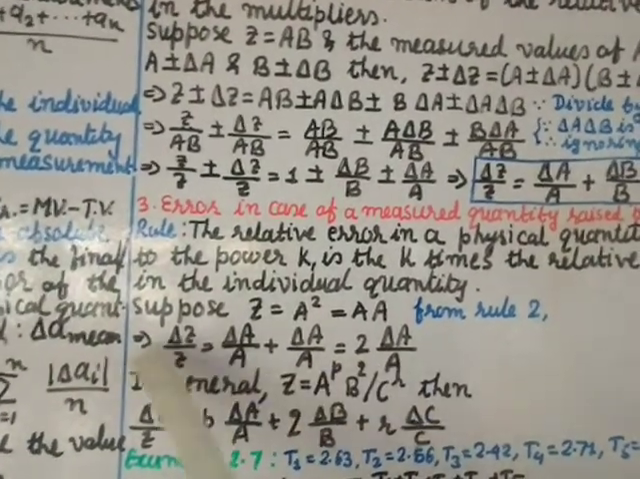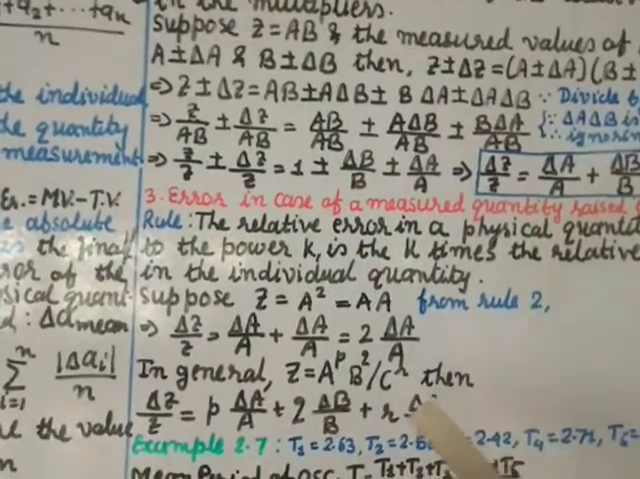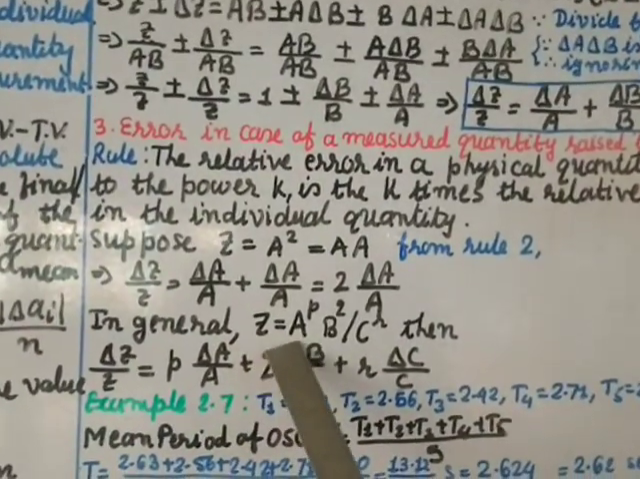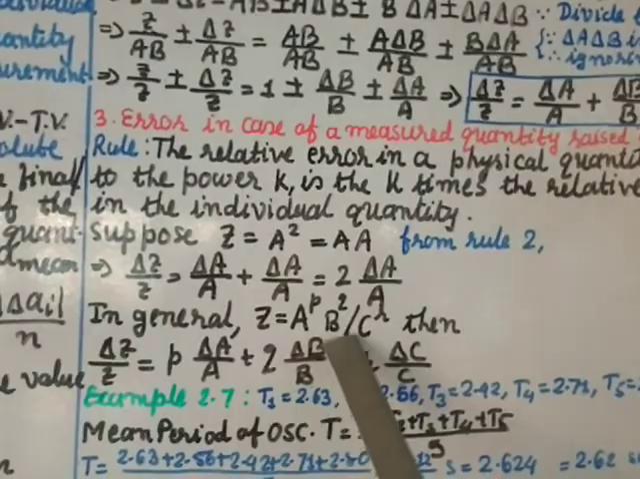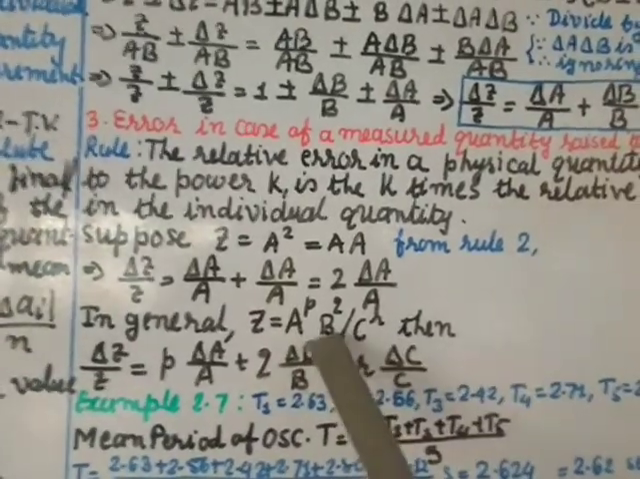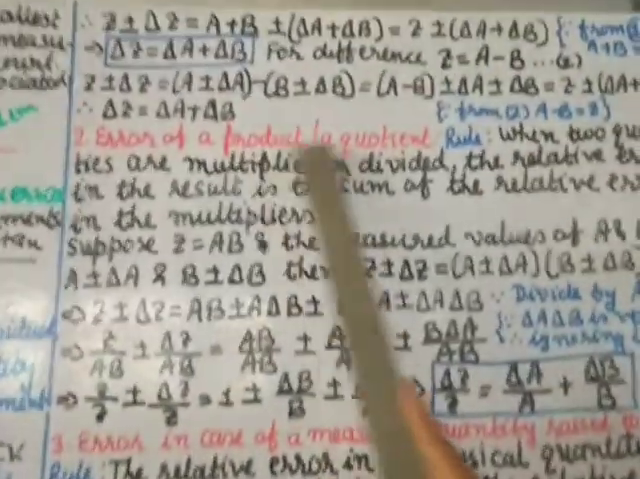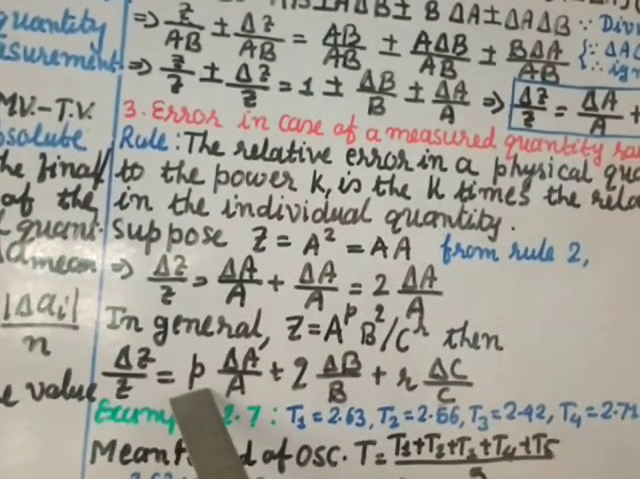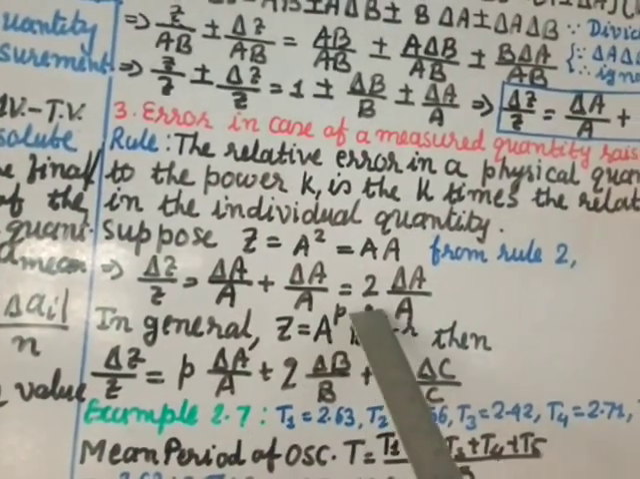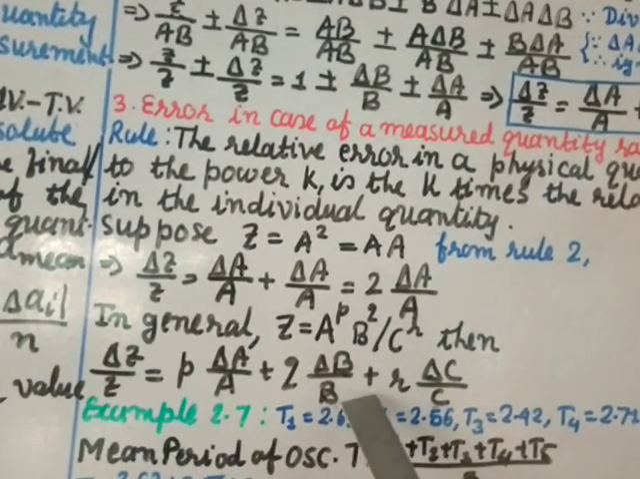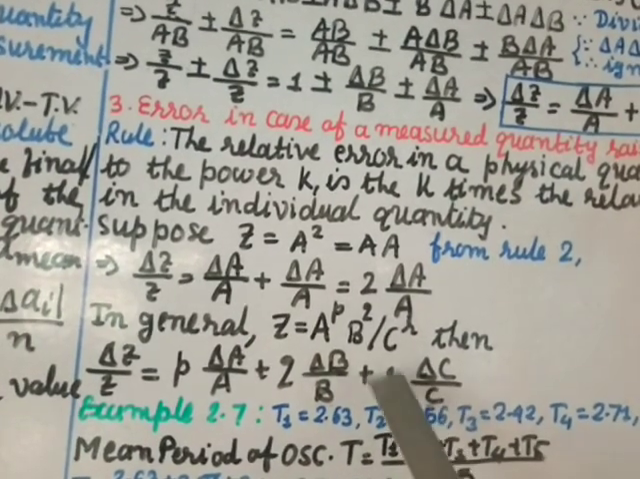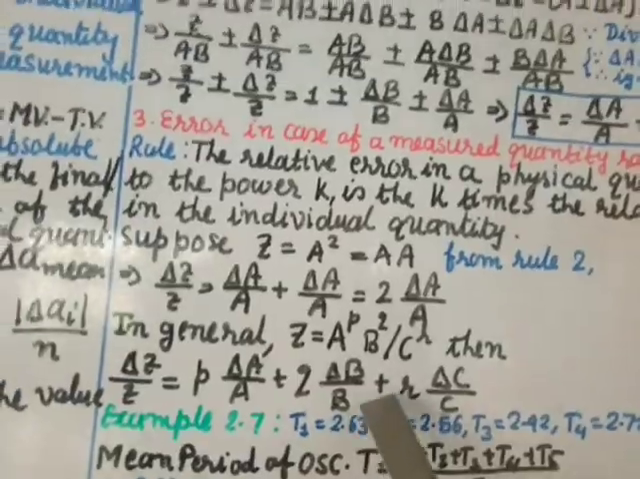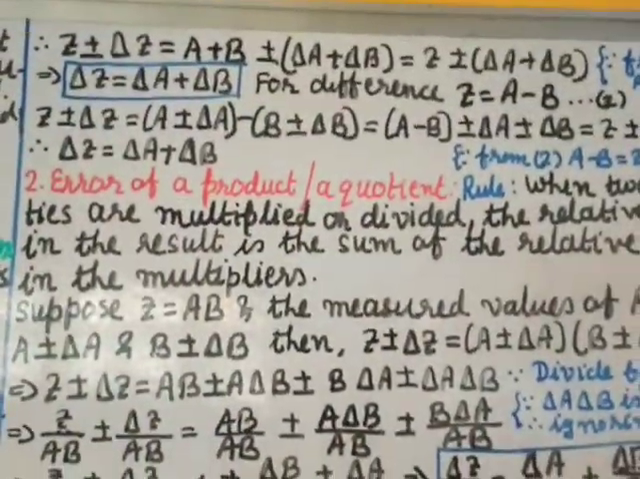Now this is a particular case. In general, suppose Z is equal to A power P, B power Q, divided by C power R. Then this division is there, but it will be addition, because it was a quotient, and a quotient also is addition. So we can write delta Z by Z equal to P times delta A by A plus Q times delta B by B plus R times delta C by C. See, this is division but it becomes positive, because this is the second rule. We'll keep this much for today. Thank you very much.